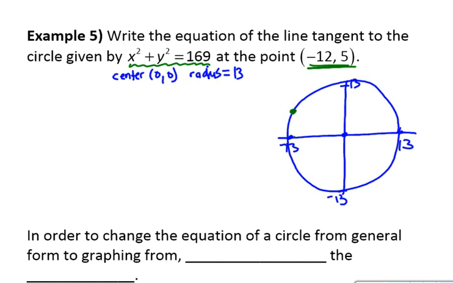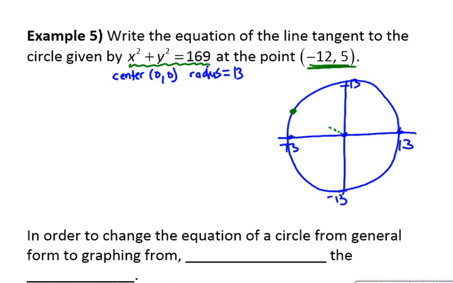And they told us it was on the graph, so we're going to believe them. You can check it out with the Pythagorean theorem and see that it works. And it says to write the equation of a line tangent. Okay, so think back to those geometry days. A tangent to a circle is, what is it? That's right, it is perpendicular to the radius at that point.